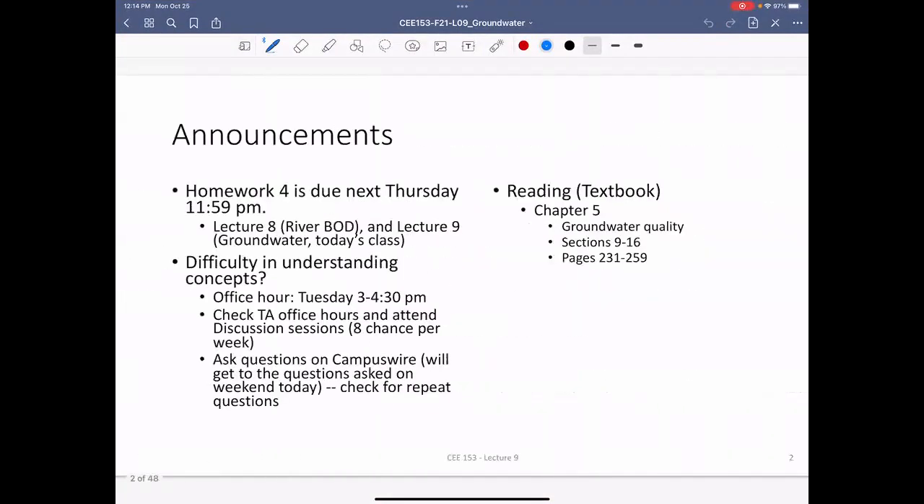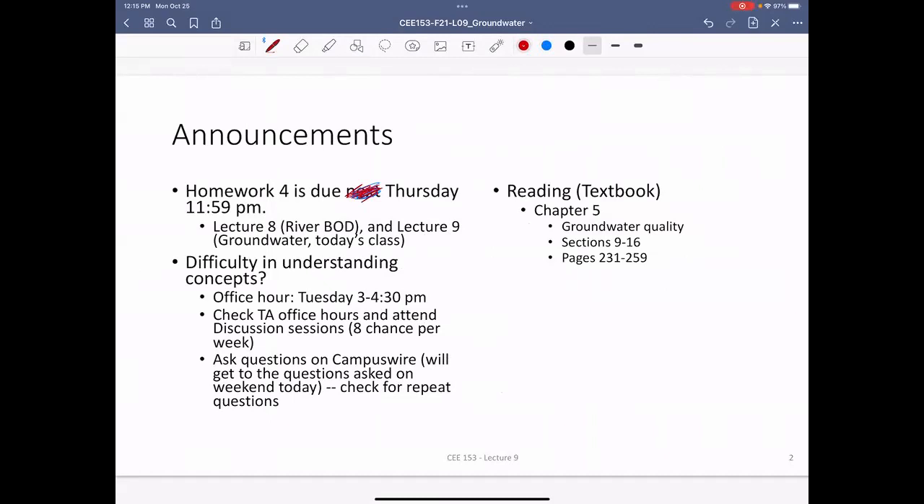Okay, so today is going to be groundwater. This is the only class on groundwater, so we'll learn both about quantity as well as quality. Just a few announcements. Homework 4 is due not next Thursday, but this Thursday. Every long question up to this homework is part of the midterms, so it's very important that you work on those.